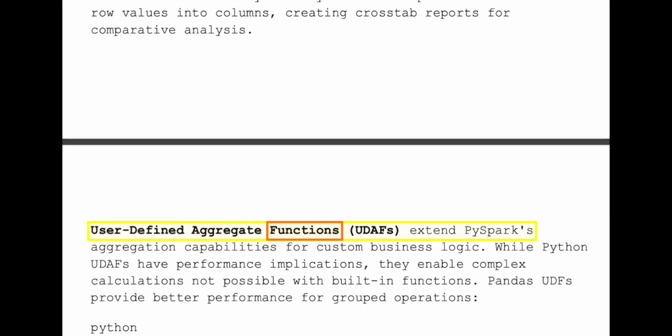User-defined aggregate functions, UDAFs, extend PySpark's aggregation capabilities for custom business logic. While Python UDAFs have performance implications, they enable complex calculations not possible with built-in functions. Pandas UDFs provide better performance for grouped operations.